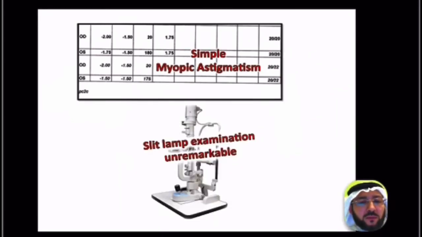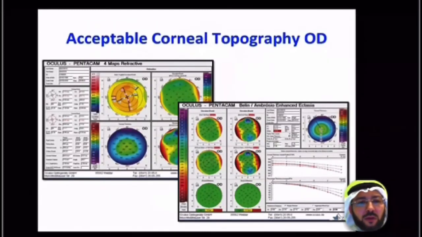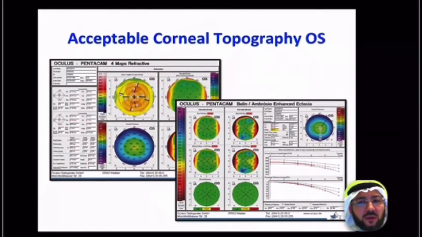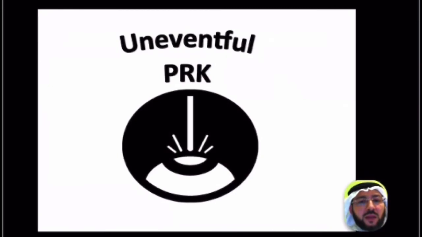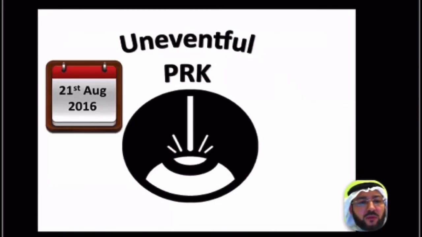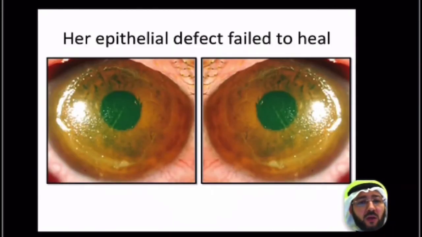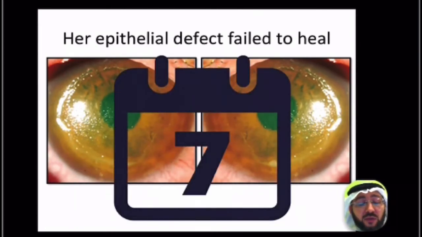She had simple myopic astigmatism in both eyes that best corrected to 20/20 vision OU. Slit lamp examination was unremarkable. She had acceptable corneal topographies in her right and left eye respectively. An uneventful PRK was performed on the 24th of August 2016. Her epithelial defect failed to heal on the first post-operative visit 7 days later.